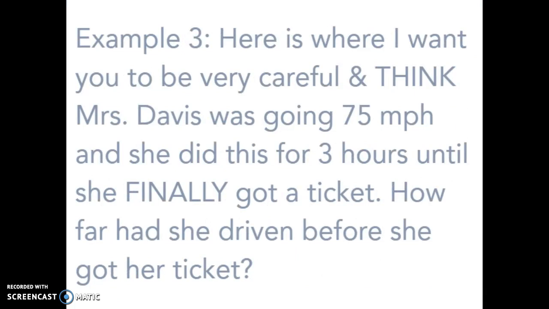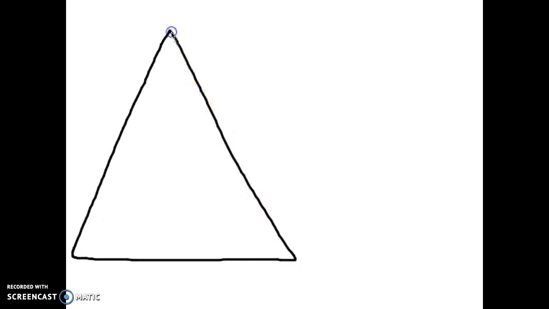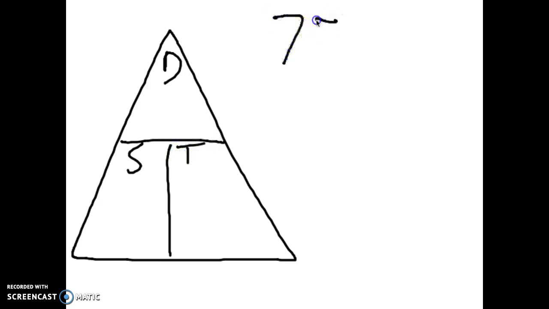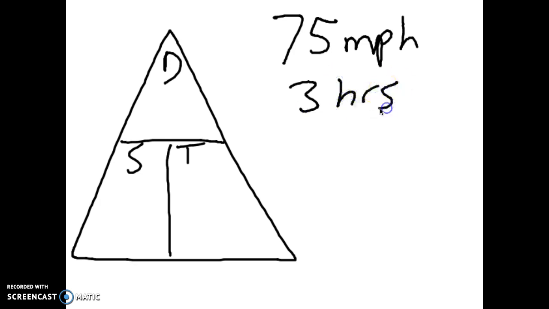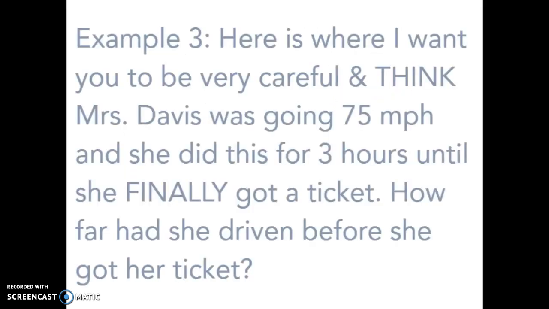Example 3, and you know that if Mr. Bullens is putting all of these words up here, things get a little tricky this time, right? Miss Davis is going 75 miles an hour, and she did this for 3 hours. So let's draw our DST triangle. I've got 75 miles per hour, and I've got 3 hours. The question says, how far had she driven before she got a ticket? She can't drive 75 miles an hour without getting a ticket at some point.